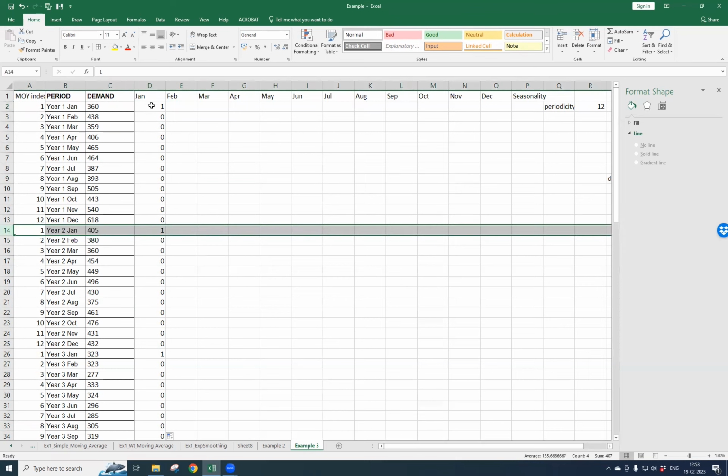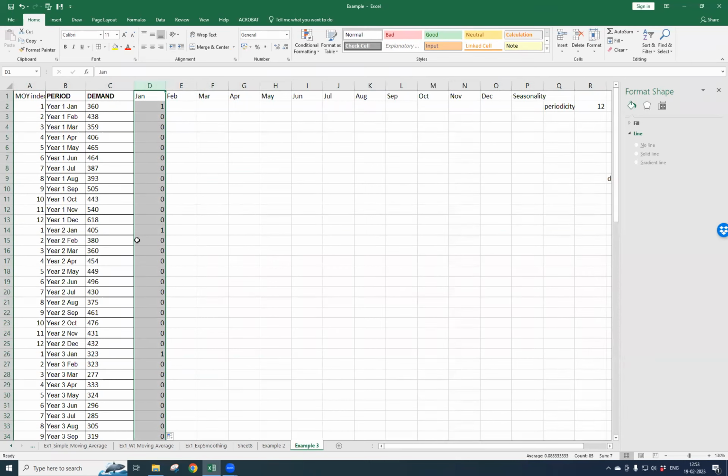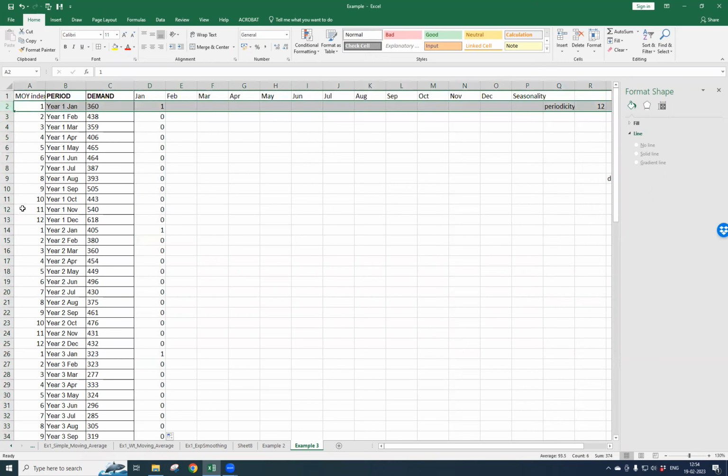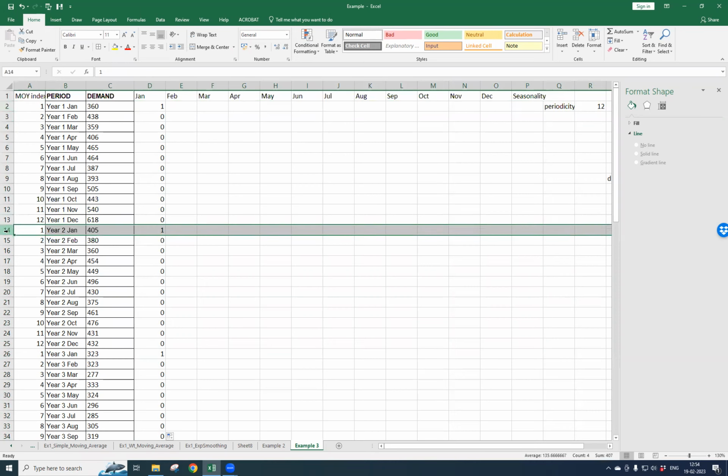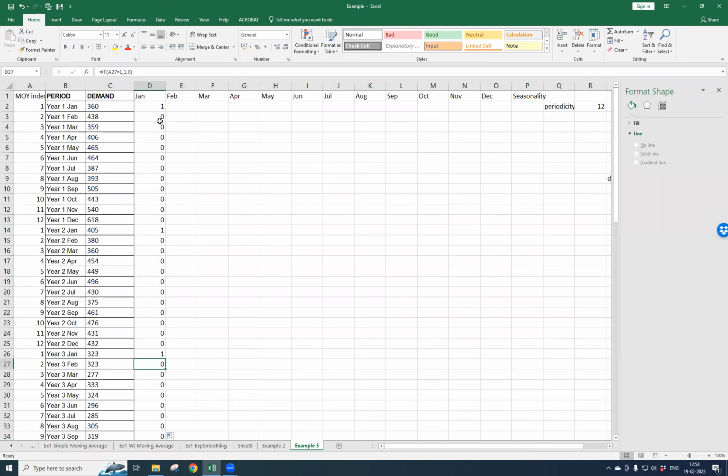Now, this particular variable that I've created is called a dummy variable. Why? Because it is only taking values of 1 or 0. When is it taking the value of 1? When this particular row corresponds to January. The same way, this value is going to take the value of 1 when it corresponds to January, and so on. All other times, it is going to take 0.